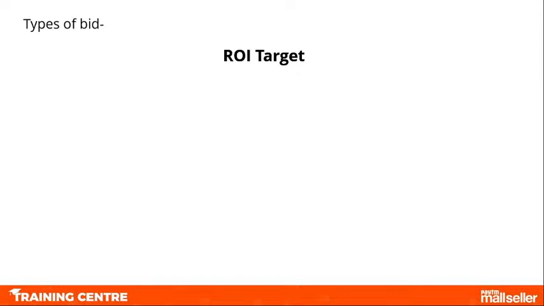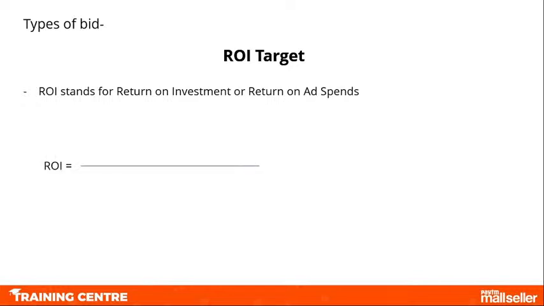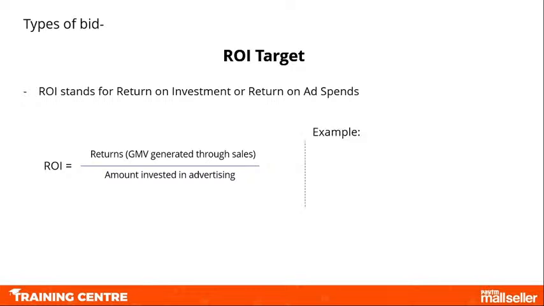Second is the ROI target. ROI stands for return on investment or return on ad spend. It is simply the returns that you get through sales, that is GMV in rupees, by investing in Paytm PLAs. For example, if you invest 100 rupees in PLA and are expecting a gross merchandise value of rupees 500, then your ROI would be 500 by 100, which is equal to 5x, that is 5 times. So you can set your ROI as 5.